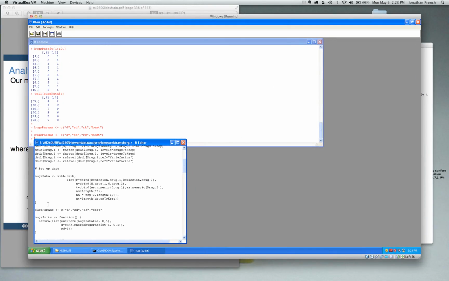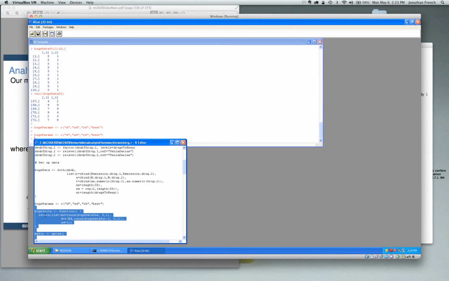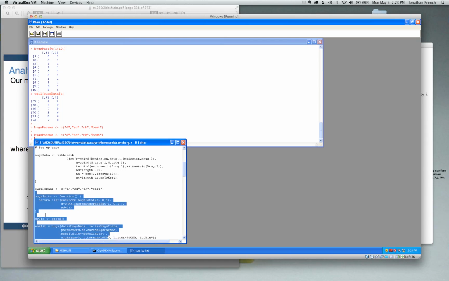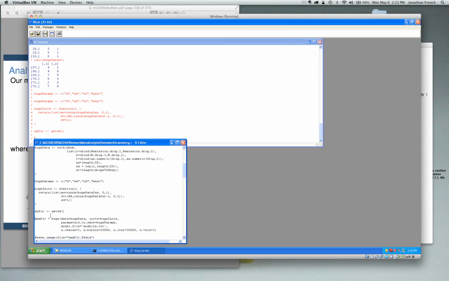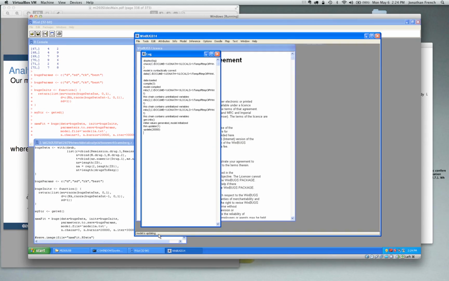And we'll define a simple function here to generate our initial values. And then we'll fit 3 Markov chains. And we'll use a burn-in of 20,000 for each, and then a follow-up of 10,000 post-burn-in samples. And for this particular problem, that seems to be reasonably sufficient.